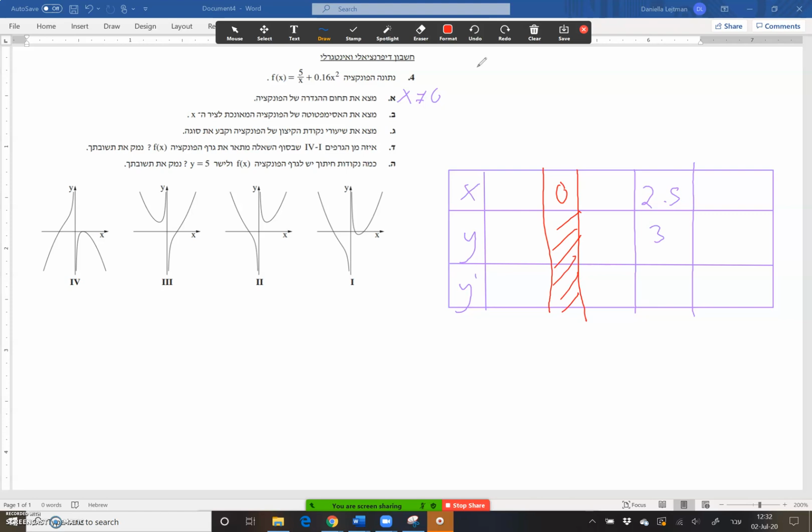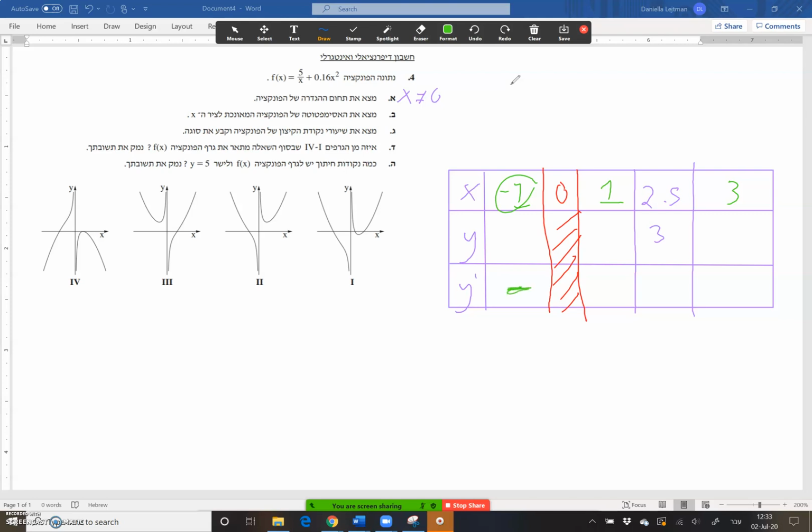Okay, what are we going to do next? Good, we're going to pick nekudot. So I'm going to pick -1, I'll pick 1, and I'll pick 3. Where are we going to plug those nekudot into? We're going to plug it into the y tag, exactly. So if you plug in -1 into the y tag, you're going to check if you get a minus number or a plus number, a number that's chili, negative, or chiyuvi.